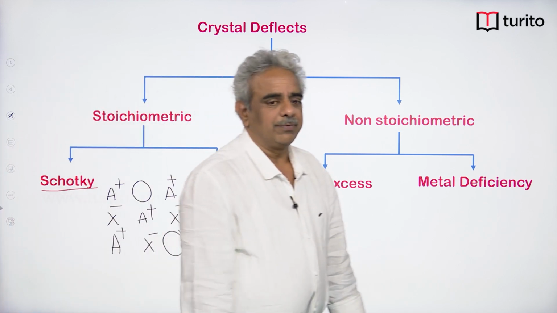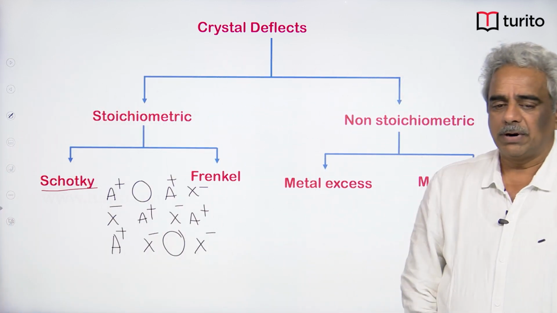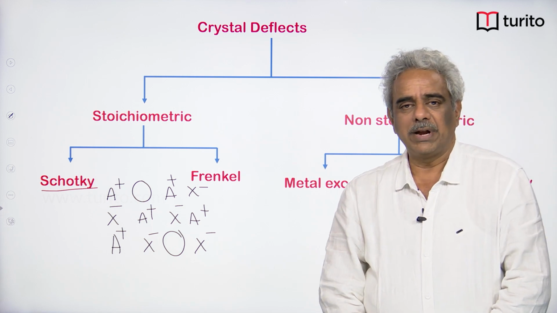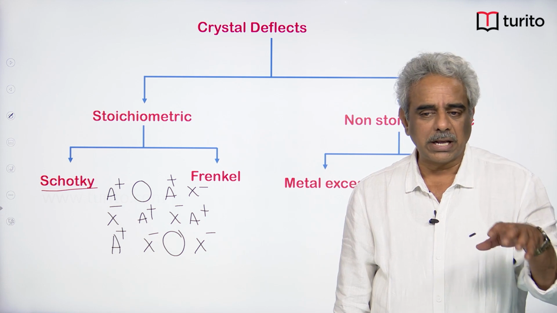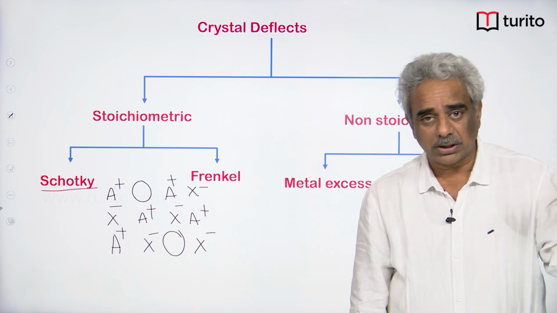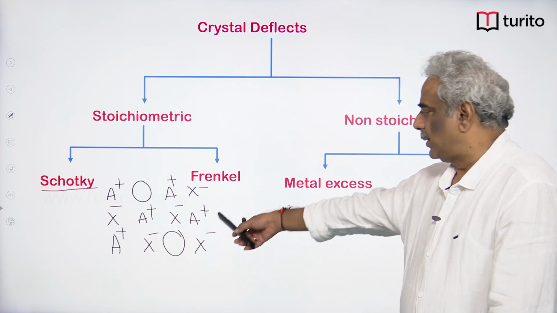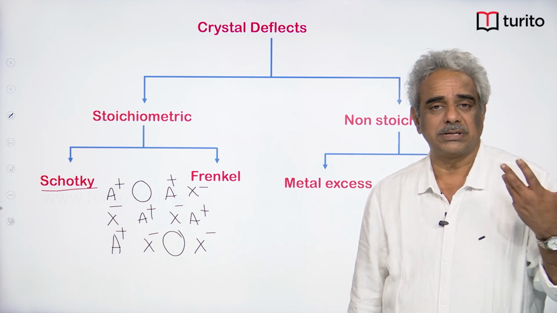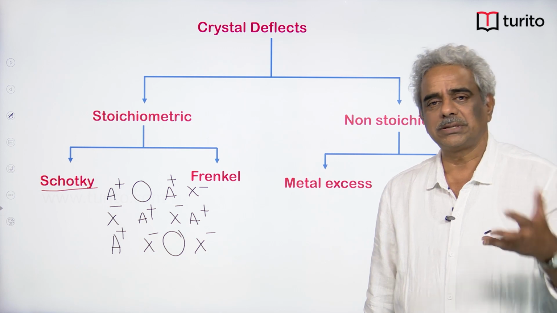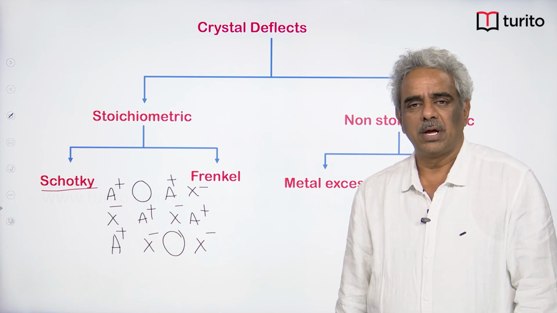Which ions are missing from the lattice? You see, between 2 A+ ions, one X- should have been there, it is not there. It has not escaped, it has not come there. Similarly, between 2 X- ions, we expect A+, but that also has escaped. Escaped in the sense it has not crystallized over there.